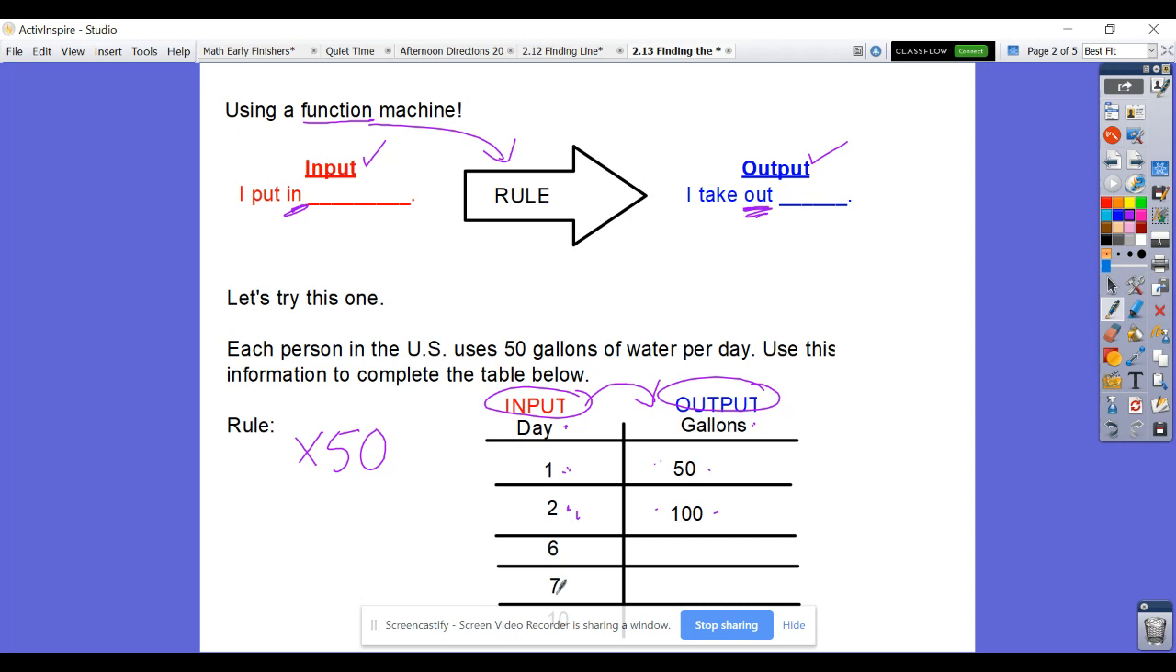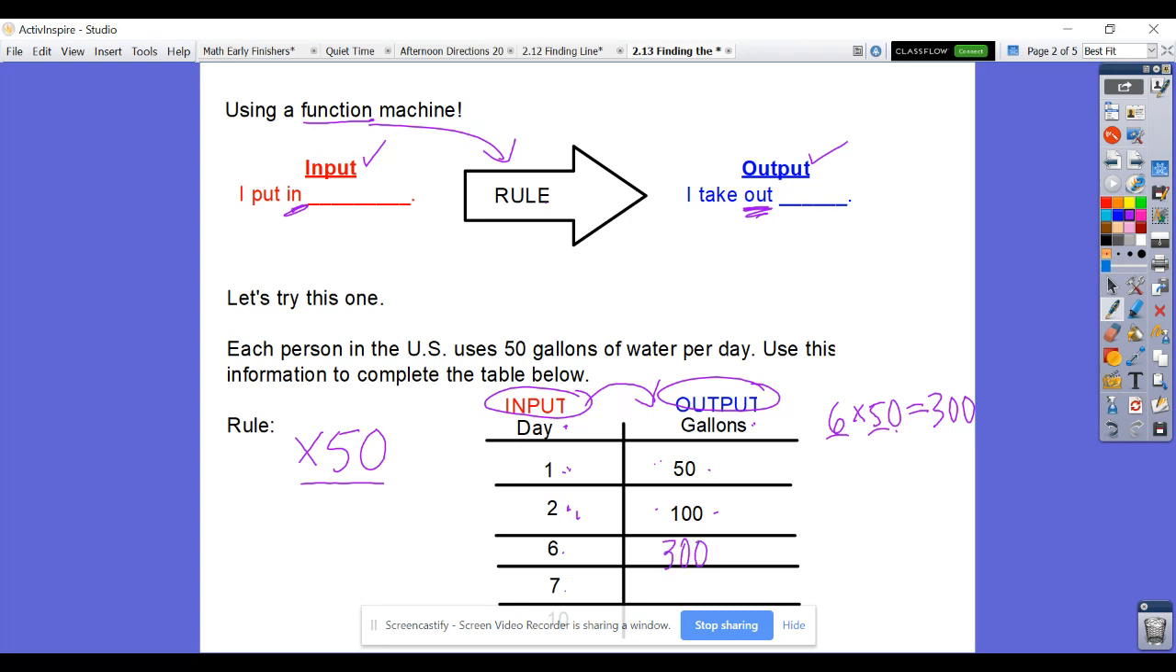So now that we have our rule, we could figure out how much water was used after 6 days pretty easily, right? All we have to do is take 6, the input, apply the rule, times 50, and we'll get our output. 6 times 5 is 30, 0 in my factor, 0 in my product, 300 gallons by day 6.